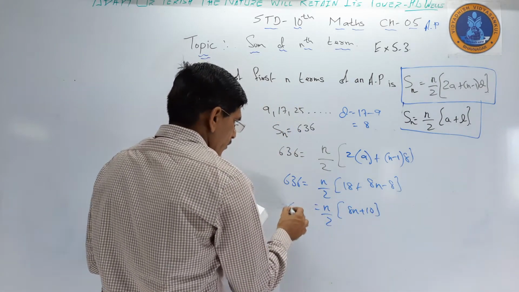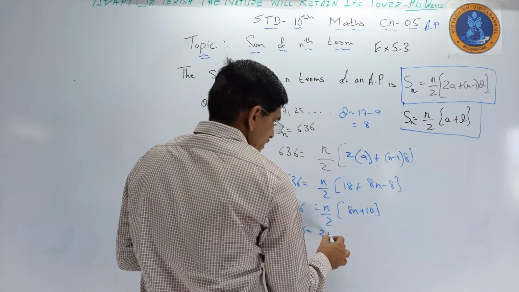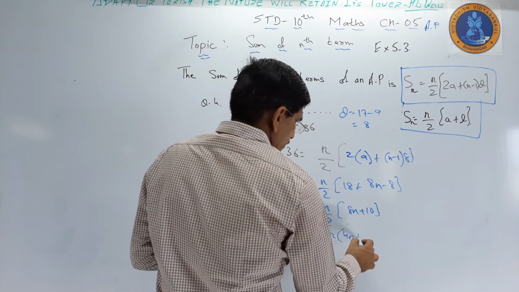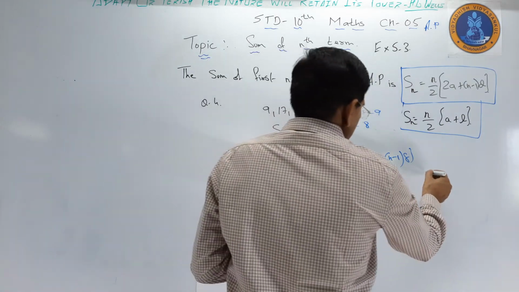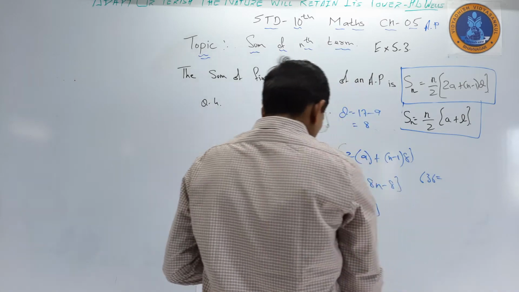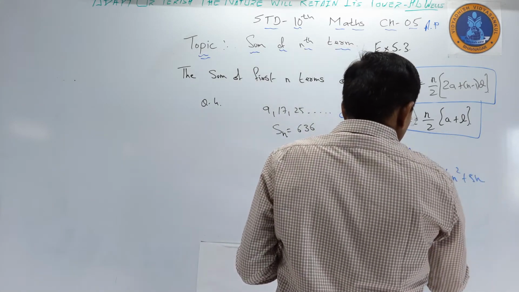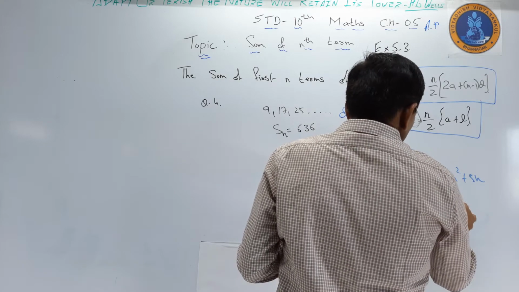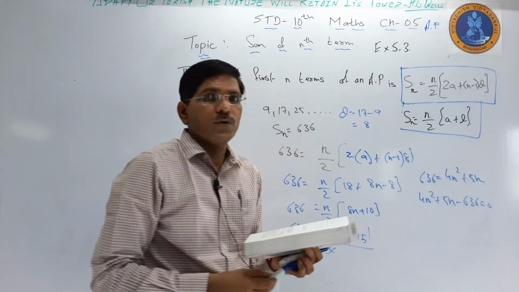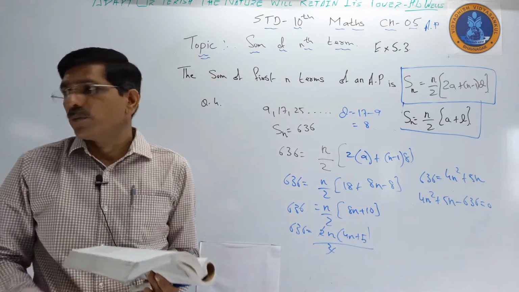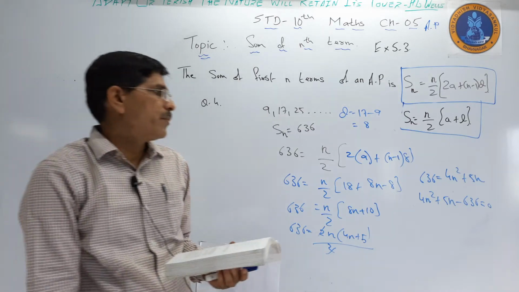So, if I take 2 outside, then 636 is equal to n(4n plus 5) divided by 2. So, 636 is equal to 4n square plus 5n. So, 4n square plus 5n minus 636 equal to 0. Now, you have to make a factor of it. That is why factoring is important.